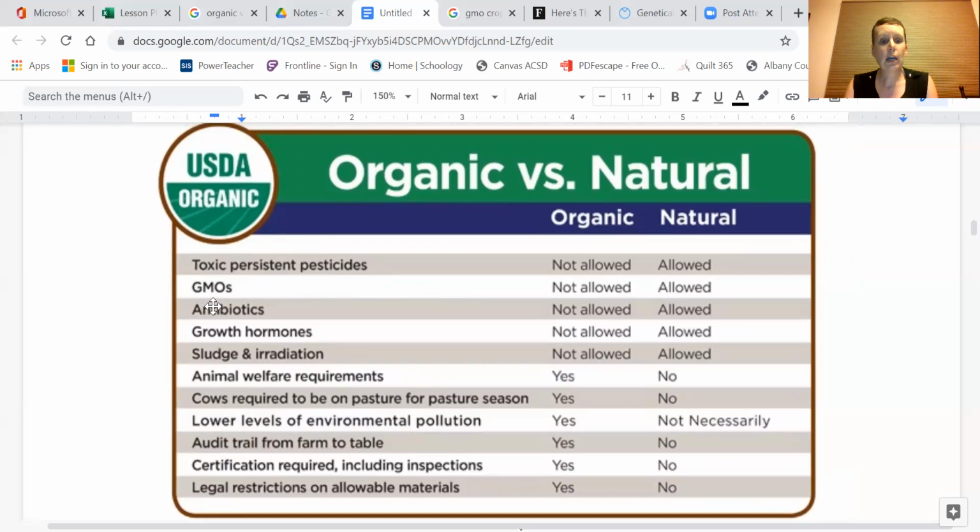GMOs, again, we're going to talk about those in a little bit. They're not allowed for organic. They are allowed for natural. Antibiotics, not allowed for organic. They are allowed for natural. So you can see that these are very, very different.